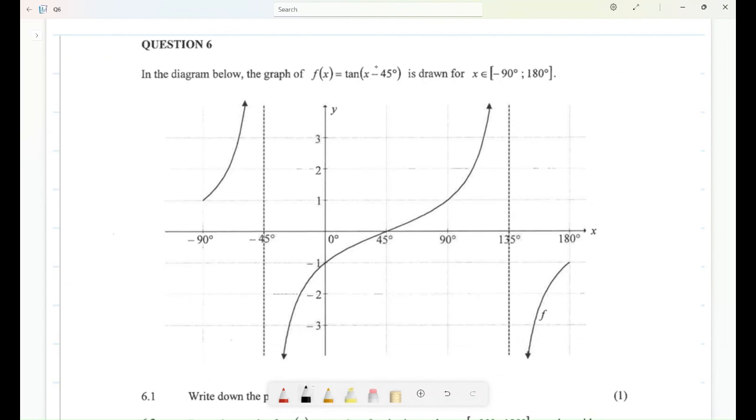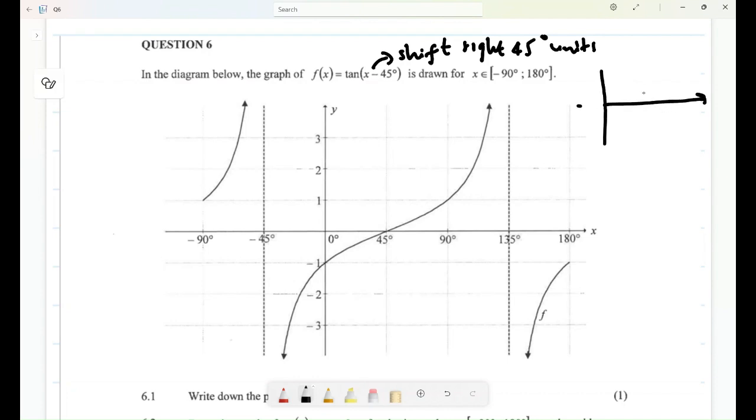Remember, this is shifted. Negative means shift to the right, 45 degrees units. So everything of my graph should shift to the right. What do I mean? Remember the tan graph, it is like this. Let me just draw the normal one. It has an asymptote at 90, as well as at 270. So now it is shifted to the right.